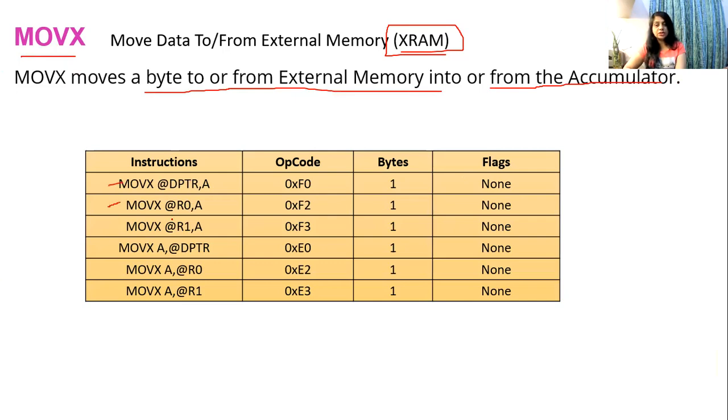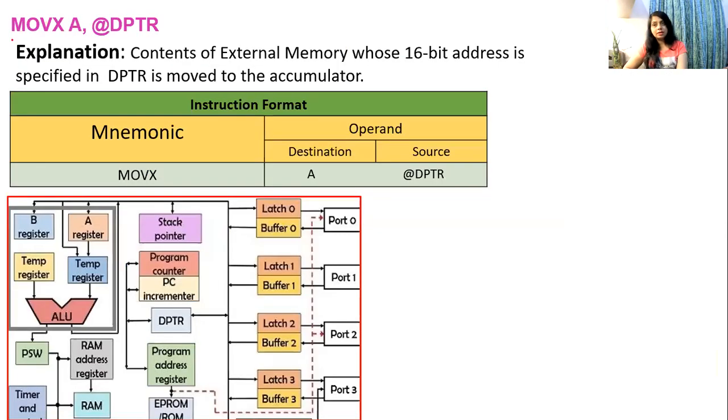You can see destination can be these, or source can be accumulator, or destination can be accumulator, which is similar for other previously explained instructions as well. Now let's consider one instruction example, that is MOVX A, @DPTR. What this instruction says: move the contents of the memory location whose address is in the data pointer register to the accumulator, because A is the destination register and the source is @DPTR.